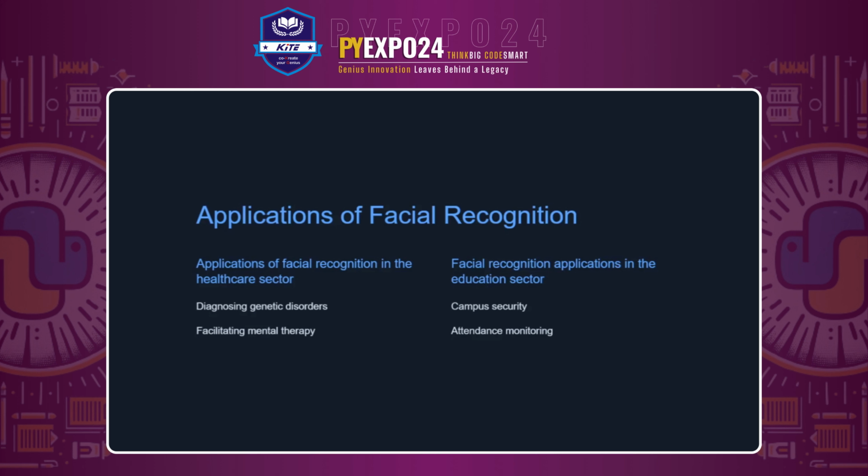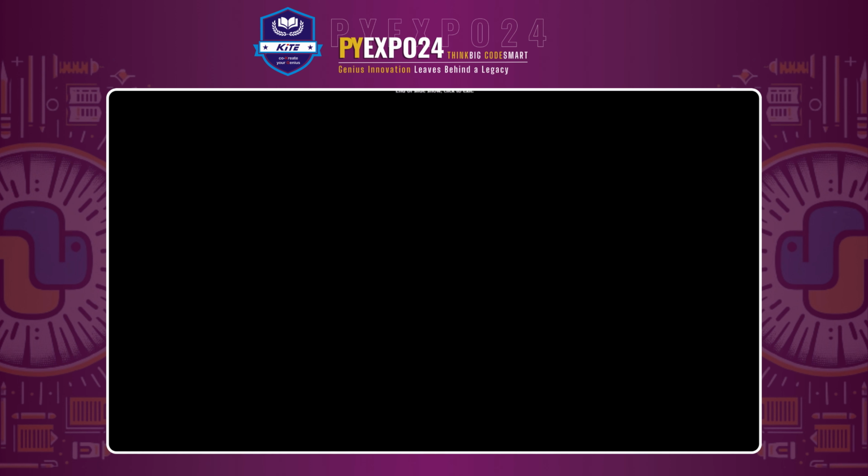Similarly, it can also be used for mental therapy, where we can find the emotions of persons as well. In the education sector, it can be used for campus security, like to know who is roaming where and where certain persons are. To track them, we can use it in campus security, as well as for attendance monitoring, where we can have a face recognition based attendance system to note, maintain, and manage attendance. So that's it. Now let's get into the implementation.